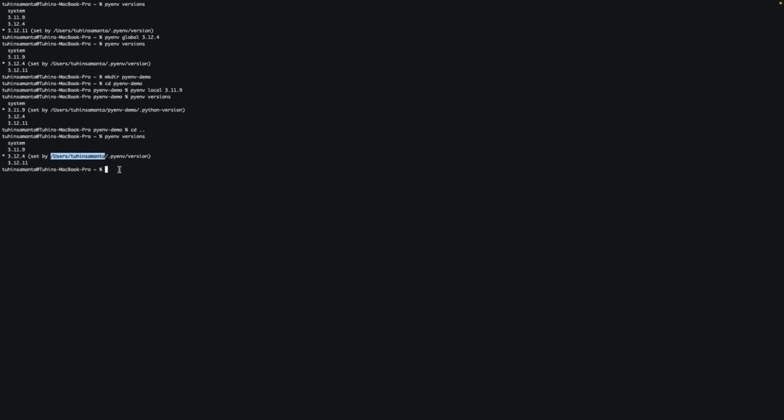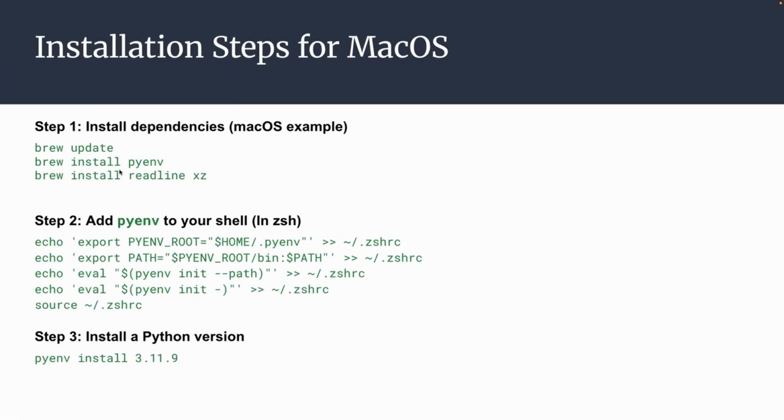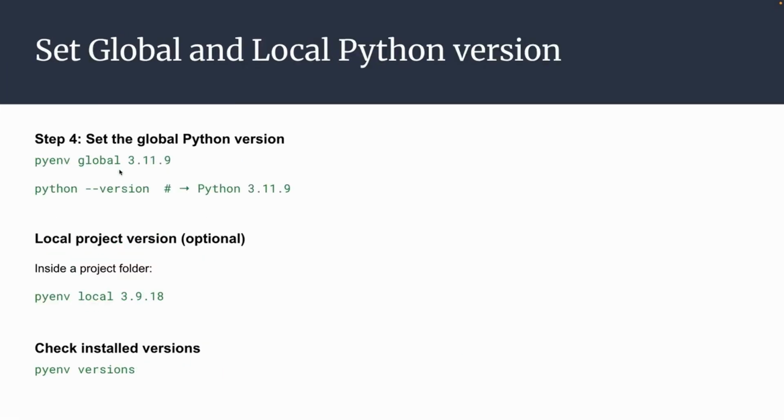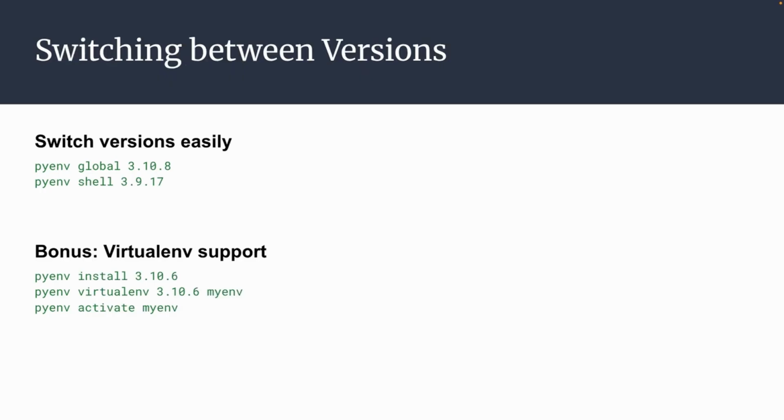So a few more additional commands that I would like to show you. We have already discussed those commands, and if you want to explore more, you can additionally try running pyenv install 3.10.6, just to install another version of Python. And if you want to activate specific Python versions within a virtual environment, you can try running pyenv virtualenv 3.10.6, and this will create a new virtual environment, and then you can activate that virtual environment.